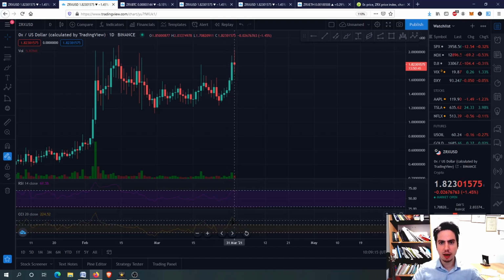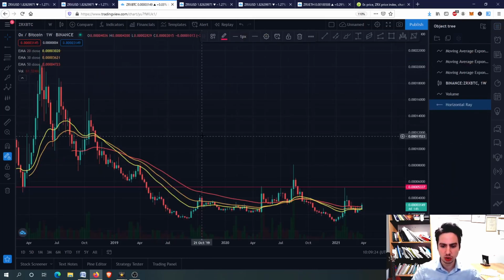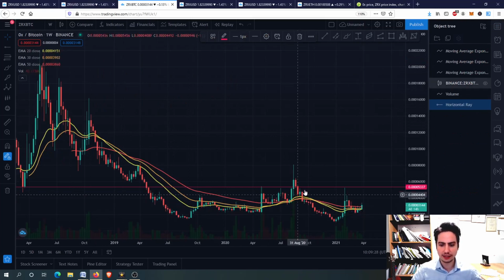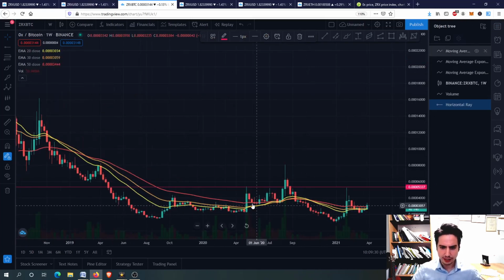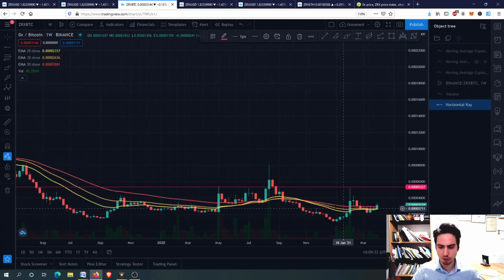We will have a bit of a downwards, so I suggest you wait and see in the next few days, guys. So let's proceed quickly to ZRX and the Bitcoin. We are in the weekly frame now, and I think this here is a big movement. You can see here the 50-day MA went above the 30-day and the 20-day MA.